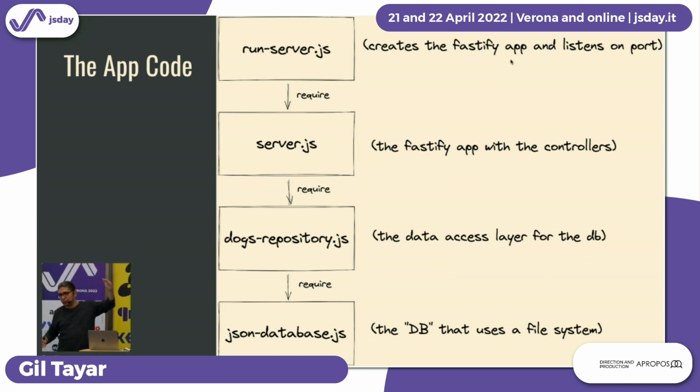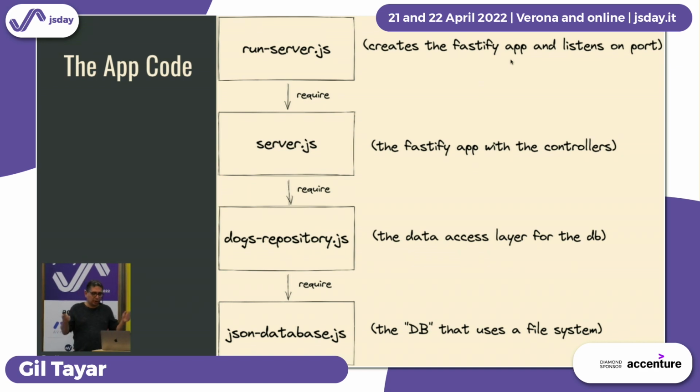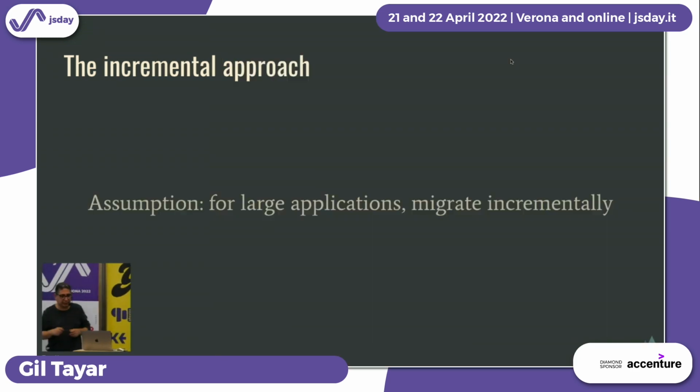Server creates the controllers of the app. Dogs repository is the data access layer for the DB. And I didn't want to use Postgres because of Docker. So I created this file database called JSON-database.js. Okay, it's a DB that uses a file system.